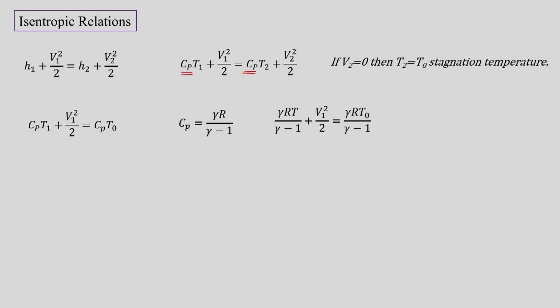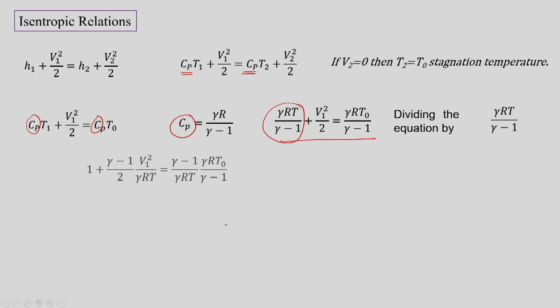Therefore, we get gamma R T divided by gamma minus 1 plus V1 square by 2 is equal to gamma R T naught divided by gamma minus 1, after putting the expression for Cp in this energy equation. Now, let us divide this equation by gamma R T divided by gamma minus 1. Practically, we are dividing the complete equation by this term.